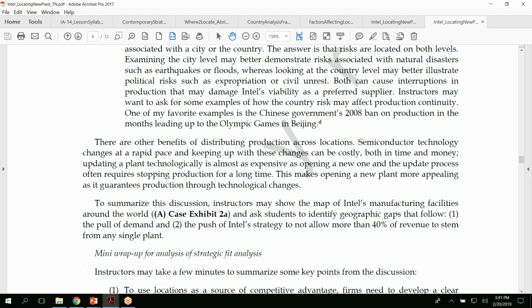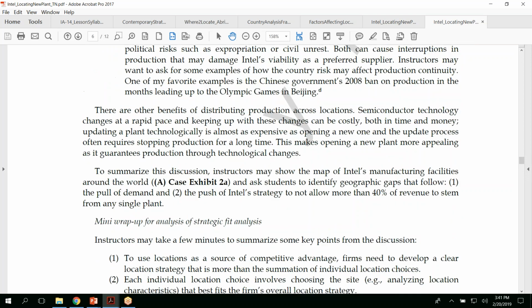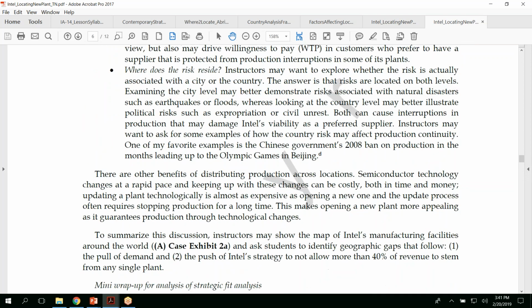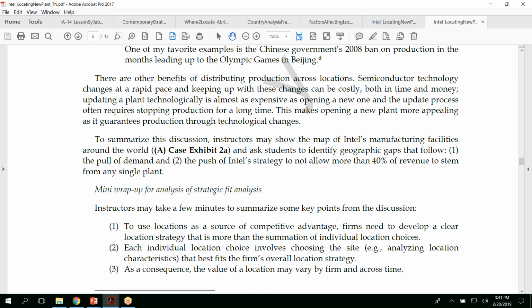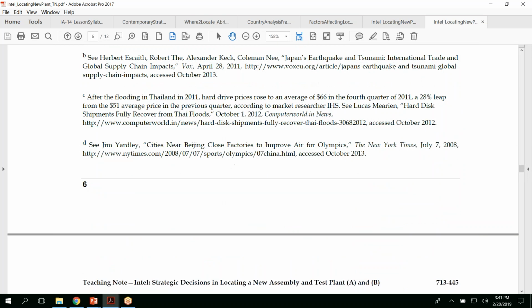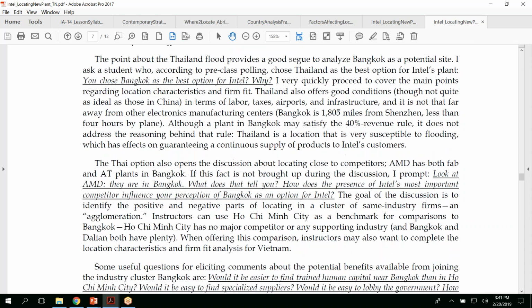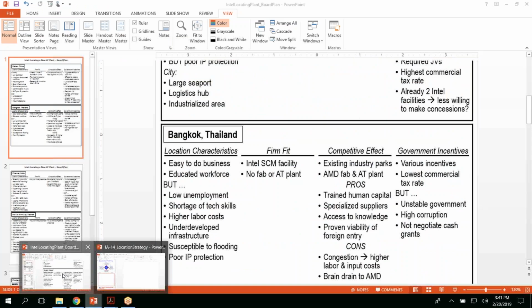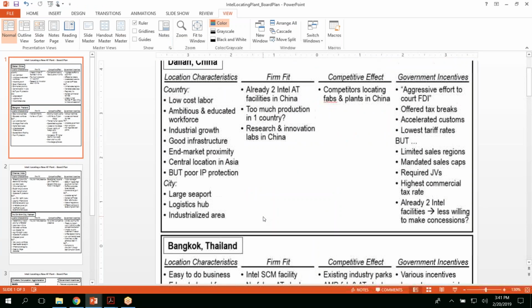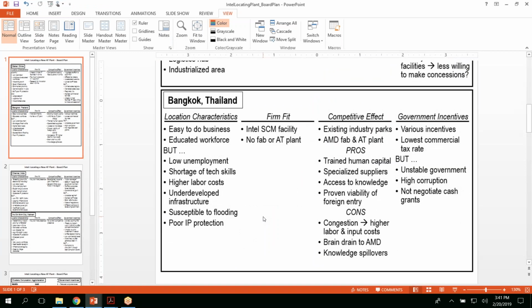So you can probably have a good discussion both on location characteristics and on firm fit by talking about China alone, right? Now, he suggests going to the next one, Thailand. Of course, you can say, you chose Thailand, and you talk about Thailand, and you can talk about location characteristics, the firm fit, there's some stuff there.